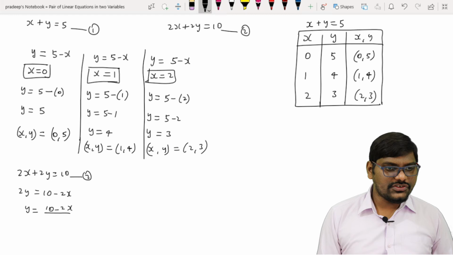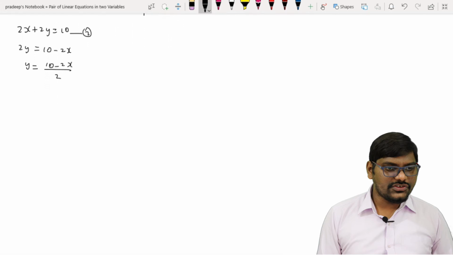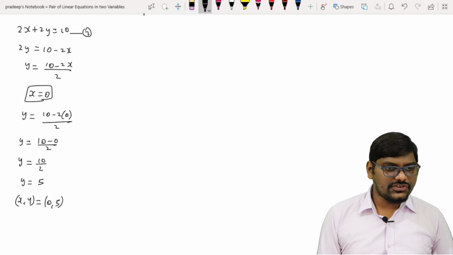So y equal to 10 minus 2x, and if I send 2 to the other side, that is dividing the value. So let's see how we'll get the value. I will follow the same method again. I'll be taking x equal to 0 here. So I'll be getting y equal to 10 minus 2 into, in the place of x I'm substituting 0. This gives 10 minus 0 by 2, which is 10 by 2, so we get the value as 5. So x comma y is 0 comma 5.